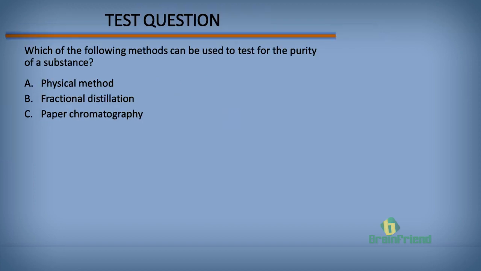Which of the following methods can be used to test for the purity of a substance? A, physical method. B, fractional distillation. C, paper chromatography. Well, our answer is C. We say that the two methods used to test for the purity of a substance is 1, the melting or boiling point of the pure substance, or by paper chromatography.